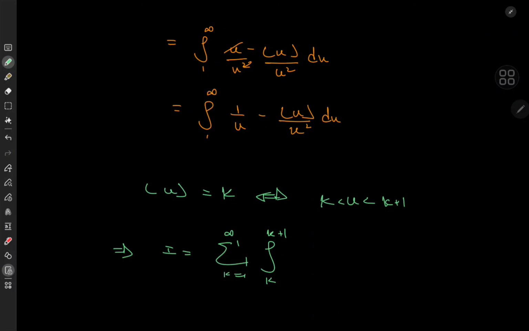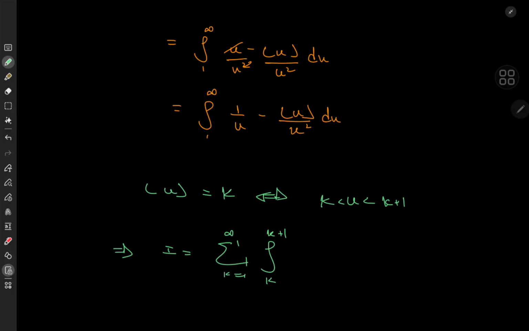Oh yeah, so we've decomposed the integral from 1 to infinity into a sum of integrals from k to k plus 1, where k runs from 1 to infinity. So clearly we have the integral from 1 to 2, plus the integral from 2 to 3, plus the integral from 3 to 4, and so on. So all of this, when summed up, gives you the integral from 1 to infinity.